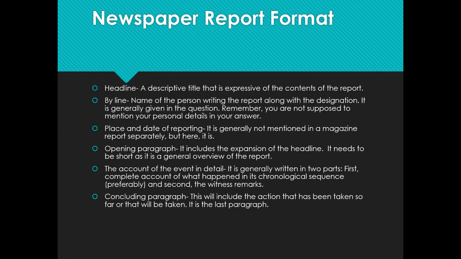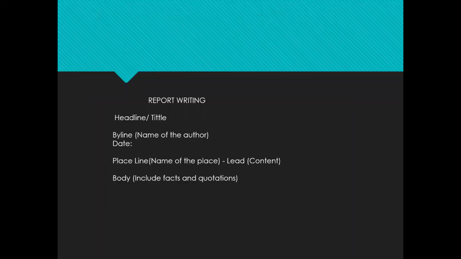So the first one is the headline. The second one is the byline, which includes the name of the person who is writing the report and his designation. Then the place and date of reporting, which should be followed by the opening paragraph. It should be an expansion of the title. Then the account of the events in detail, which should be followed by the details of the eyewitness. Then the concluding paragraph, which should deal with the action that has been taken with regard to the report. This is the format of the newspaper report: first the headline, followed by a byline, then date, place, body. These are the main things that are to be mentioned in the newspaper report.